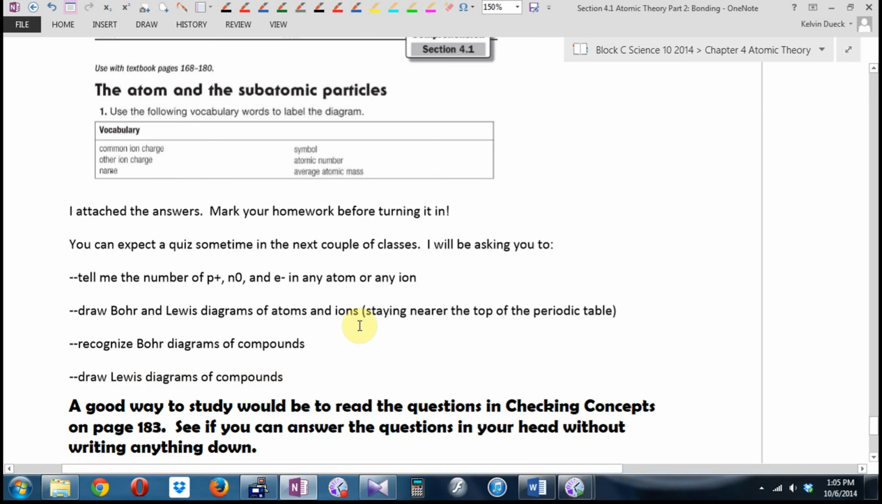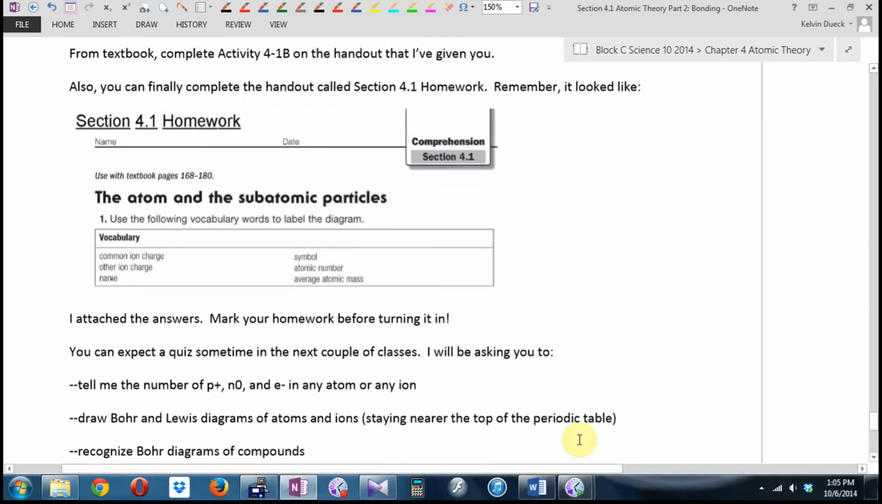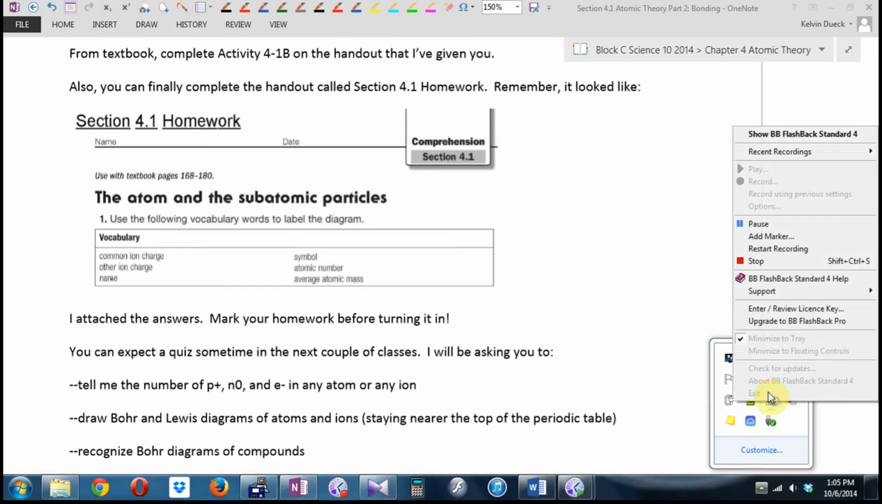A good way to study for the quiz would be to read the questions on page 183 and just answer them in your head. And if you can't, write those ones down and look up the answers or look in your notes. So going back to here, give me a second.